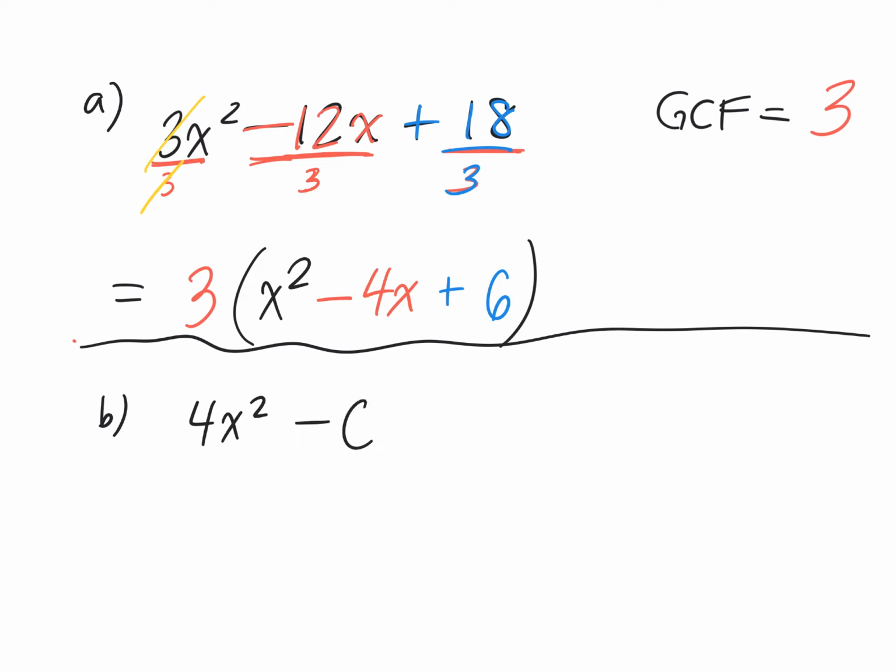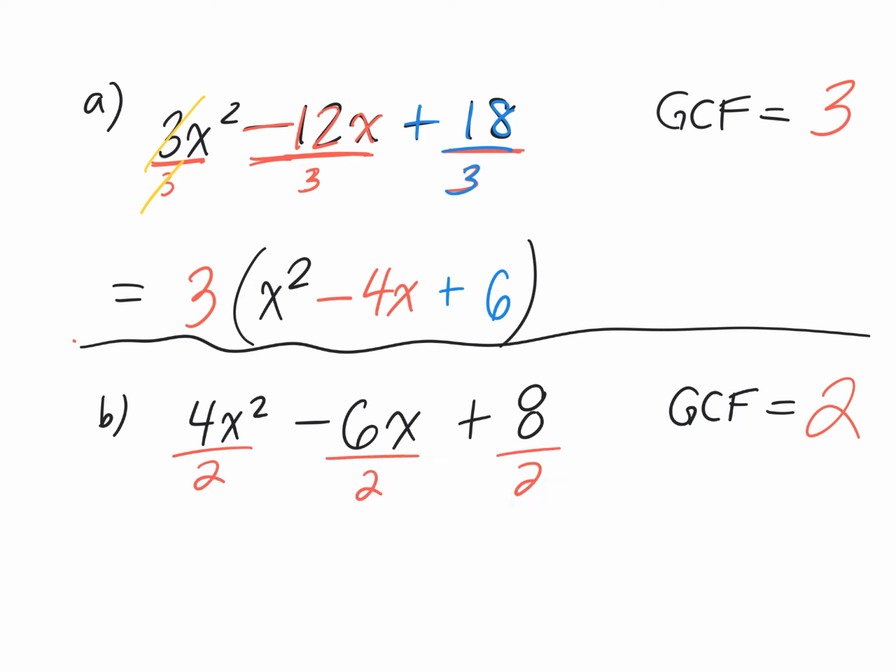4x squared minus 6x plus 8. Step 1, find the greatest common factor. All of these are divisible by 2. They're not all divisible by x. This is divisible by 2, 2, and 2. I can't divide it by x because there's no x here. Okay?